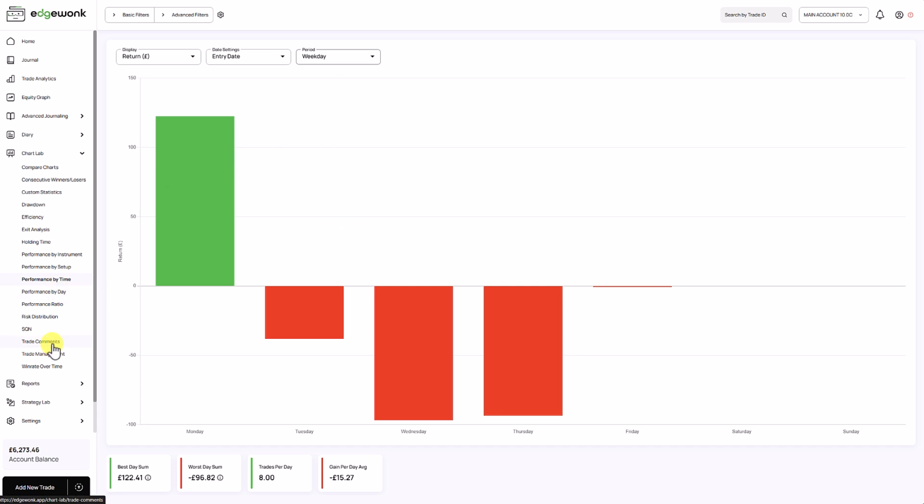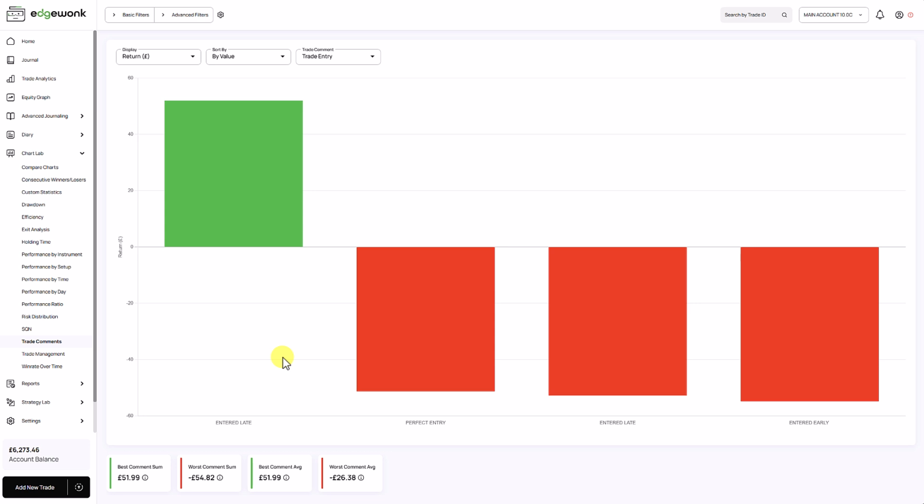I want to go to the trade comments, and one thing that I found super interesting here is the trades that he tagged with a perfect entry are losing money, just as when he's entering late and entering early, although those two don't have a lot of comments.